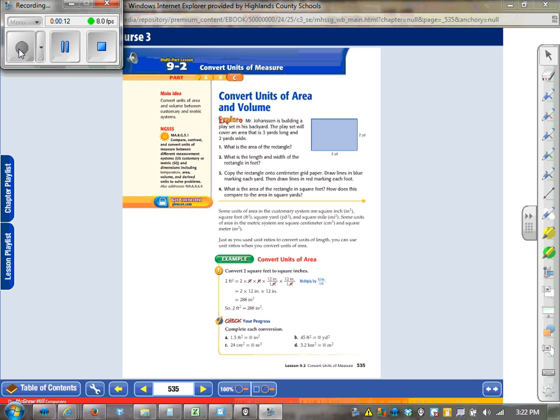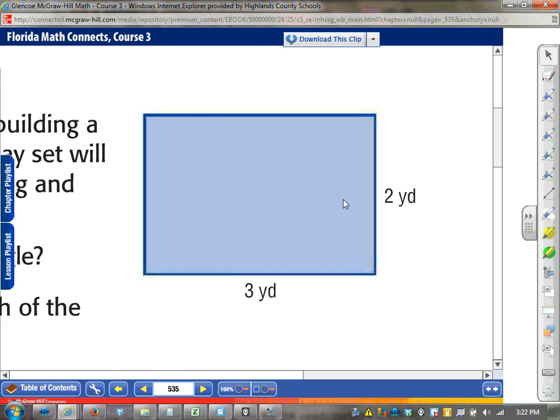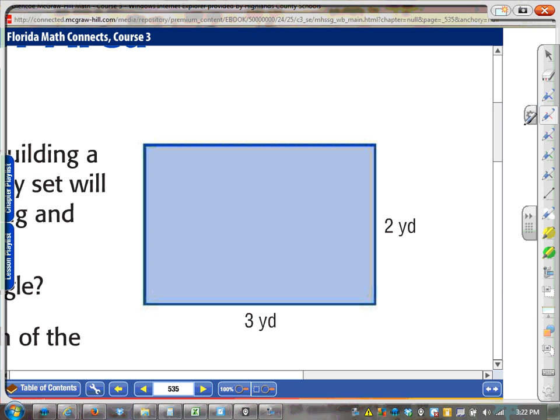So the basic idea behind this is that we can see in this picture here. Let me zoom in on that. If we have a rectangle, it's a 3 by 2, right, a 3 yards by 2 yards rectangle. If we're going to find the area of this rectangle, we can say area equals the base times the height. So when we multiply the base times the height, we'll get 6, because that's 3 times 2.